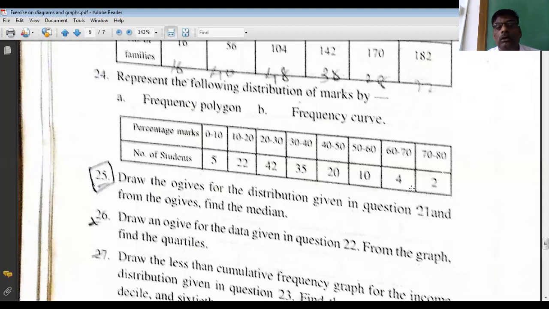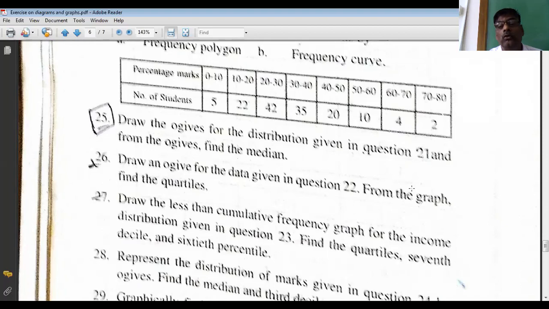Then draw an OU curve for question number 21. For question number 21, the OU curve is asked and calculate the median. For the 21 problem, you calculate the less than cumulative and more than cumulative and draw the graph, then find the median. Number 25: for the 22 problem, you draw the less than OU curve and find the quartiles Q1, Q2, Q3. Already I have solved one problem for number 26.